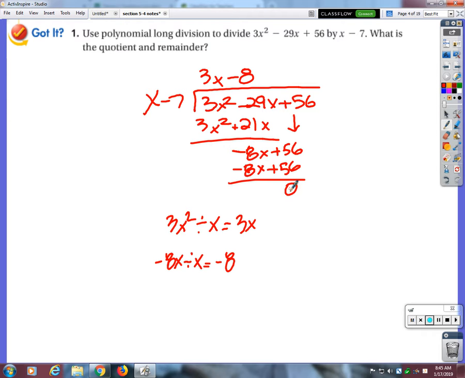And so that means what we just figured out is that 3x squared minus 29x plus 56 equals x minus 7 times 3x minus 8. Okay? Because that went into there, it factors evenly.